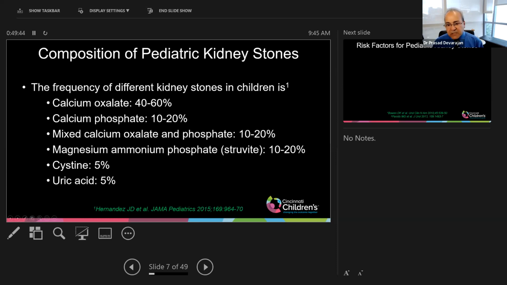And recent evidence has shown that most kidney stones in children start as calcium phosphate, making what's called the Randall's plaques. And then on top of that calcium phosphate, we get calcium oxalate deposition. So when it comes to treatment of calcium stones, one needs to address both the phosphate and the oxalate problem.